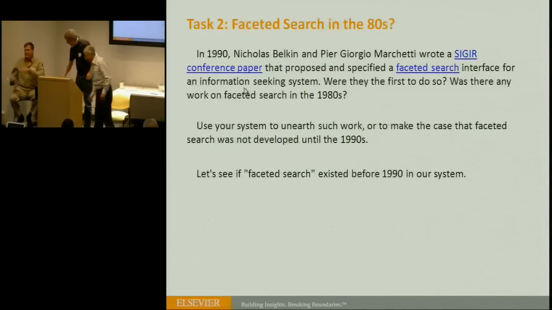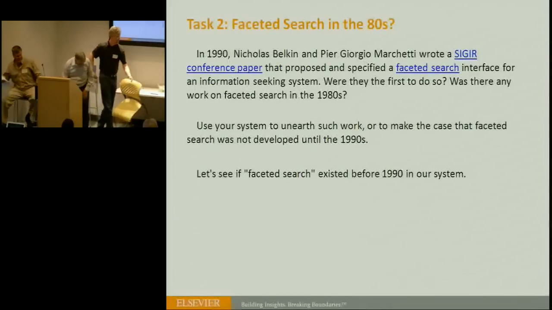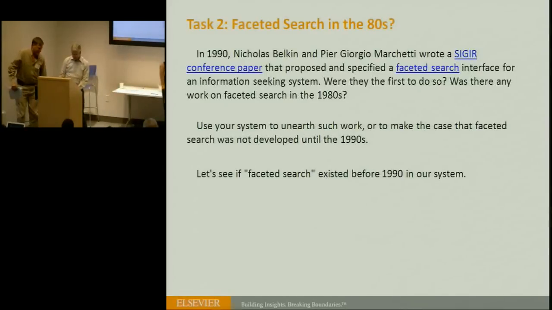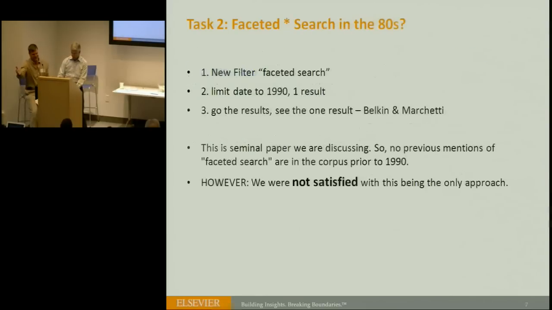The full videos of all five questions are solved and in hand. So basically, we want to do task two, faceted search in the 80s by Giorgio Marchetti and Nicholas Belkin. What we're going to do is jump into the UI and generate faceted search.